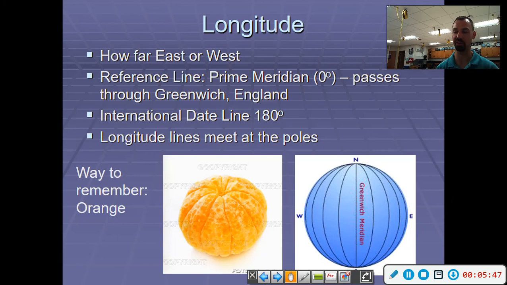So if you want to experience New Year's first, you would have to be on one side of the International Date Line. If you want to be the last person, you'd have to be on the other side of the International Date Line. So longitude lines meet at the poles, and a way to remember it is they resemble orange slices on a circular globe. They get closer together as you get towards the North and South Pole, further apart as you get towards the equator.